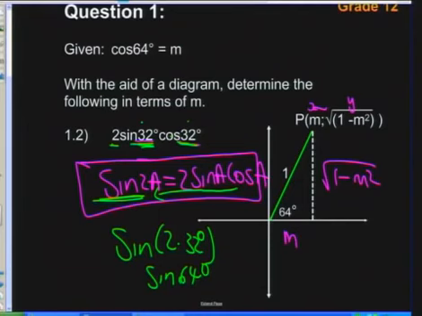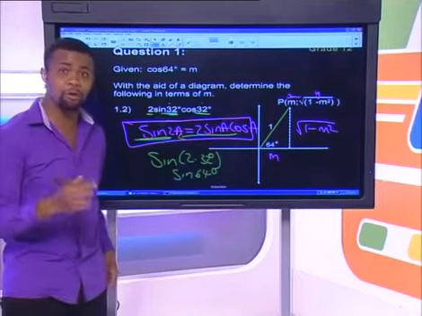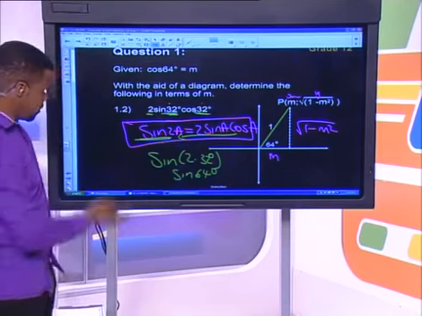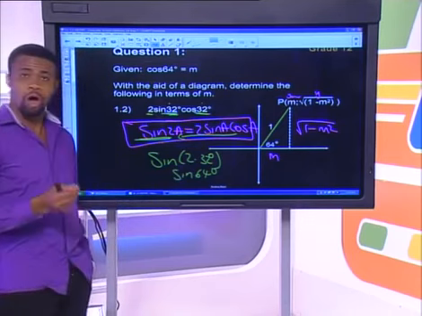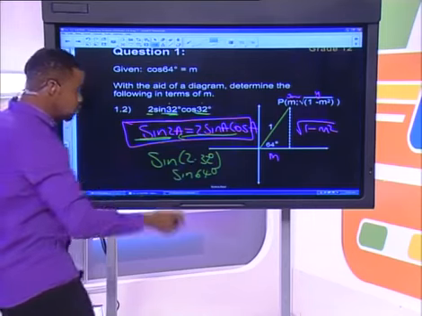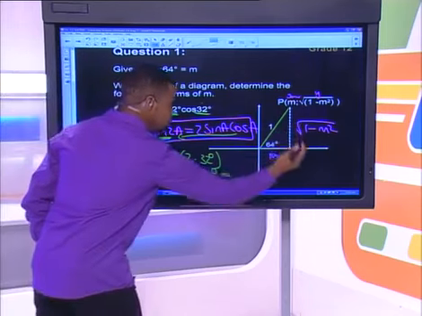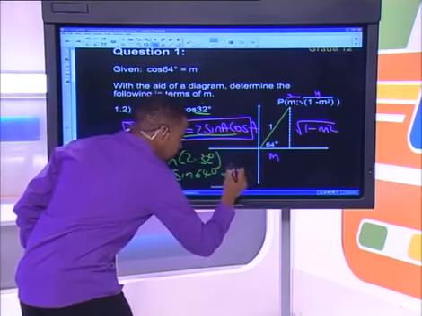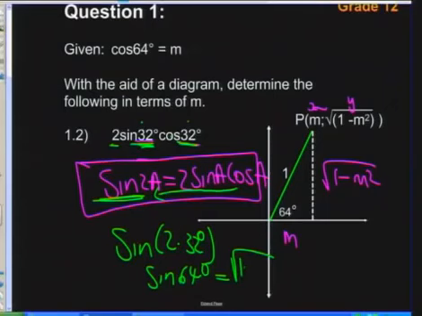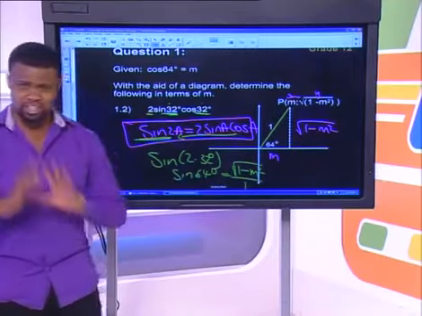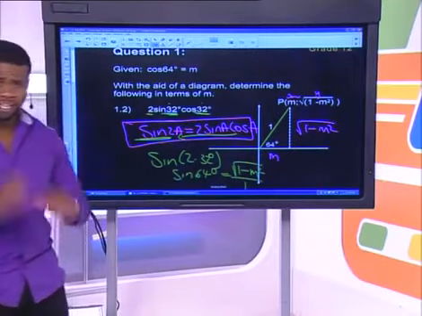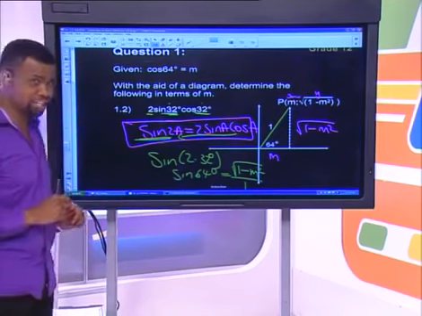Then I can use my diagram to determine sine 64 in terms of m. Let's see what you have. What is sine? Sine is opposite over hypotenuse. So there's my opposite. So I get square root of 1 minus m squared over 1, which is good. I hope you understand. This is beautiful, guys. I'm so excited. I love this trick. This is most beautiful mathematics. I can do this the whole day, guys. I hope you're enjoying this.